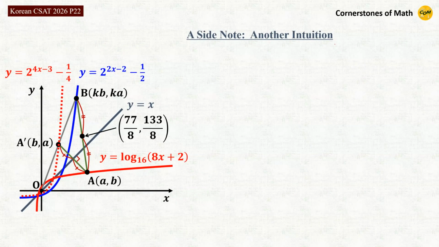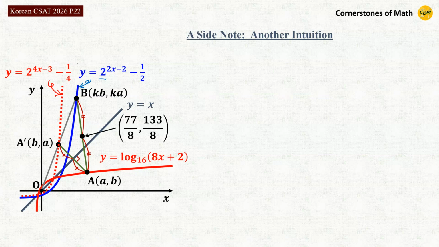A quick side note here, where I will provide another intuition to approach this problem, this time in a more graphical sense. This process is a bit more complicated than the previous method, but also more interesting in my opinion. So we have the inverse of the logarithmic function, y equals 2 to the power of 4x minus 3 minus 1/4, and we have the blue exponential function, which can be written as y equals 2 to the power of 2x minus 2 minus 1/2 for easy comparison.